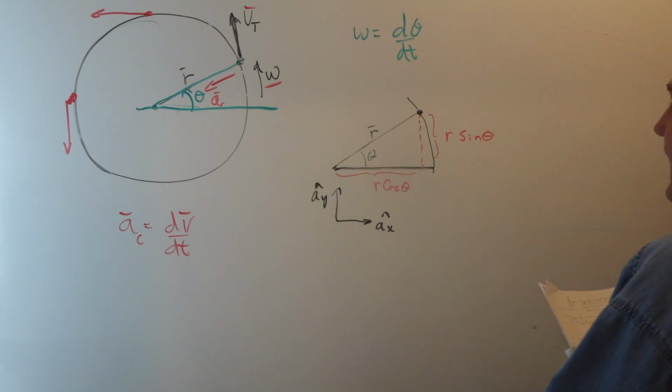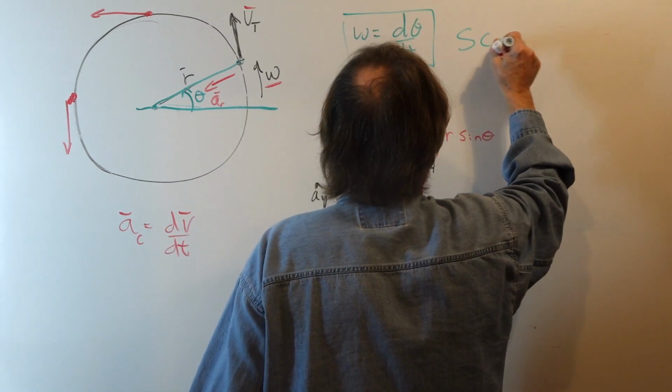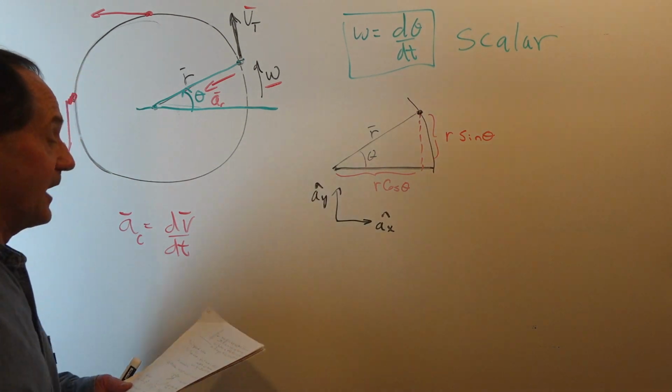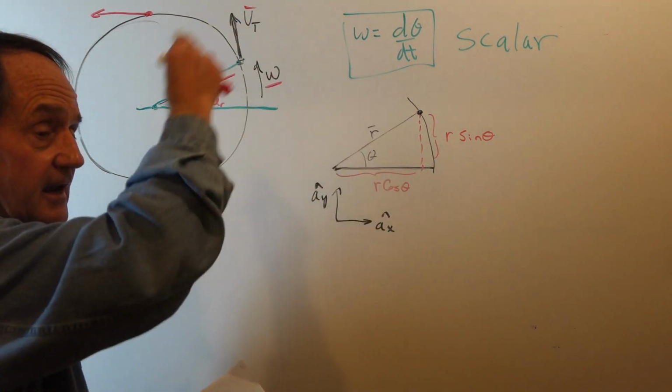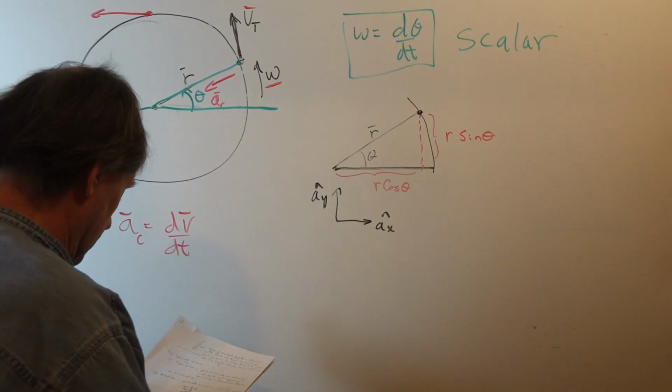Now, that's a scalar. This is not a vector quantity. This is what we call a scalar. It has no direction associated with it. It's just a rotational velocity, how many revolutions per second.